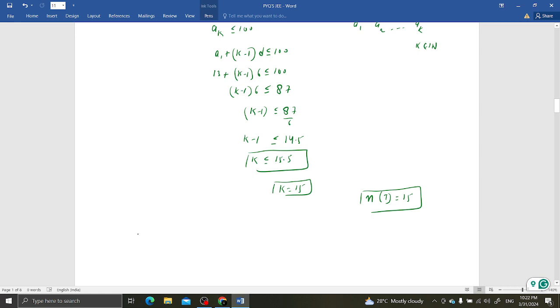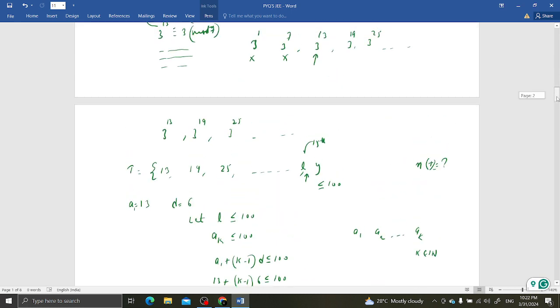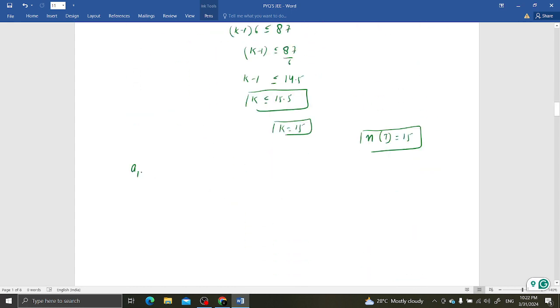But it is possible they will ask in the exam what is the largest term of T. How can we find it? These things are additional. A15 is a1 plus 14d. What is a1? a1 is 13, plus 14 times 6, which is 84. Then 13 plus 84, and here we get 97. So a15 is 97. 97 is the largest term of this set.